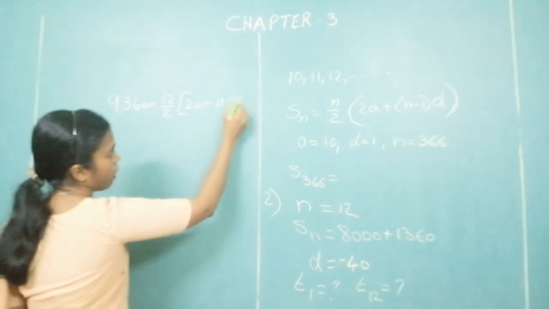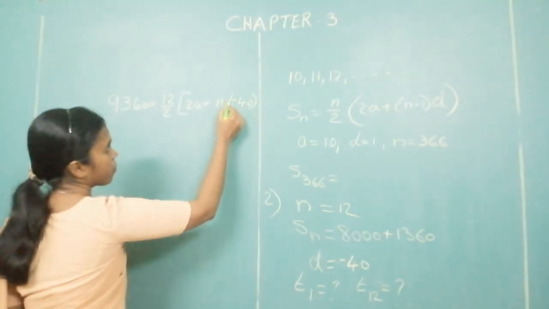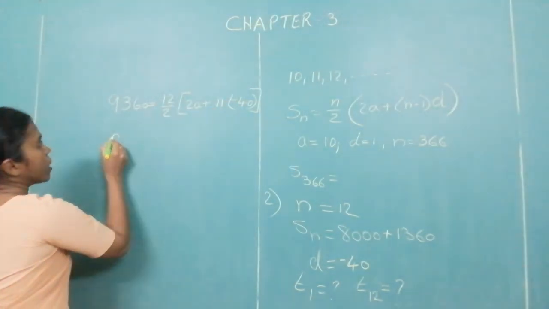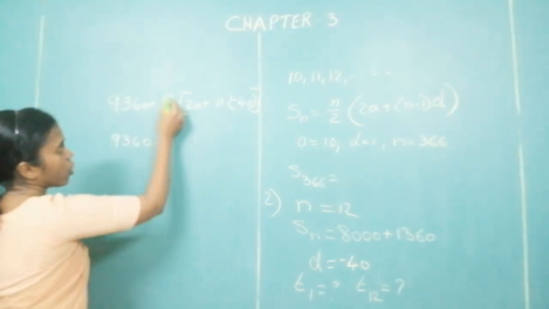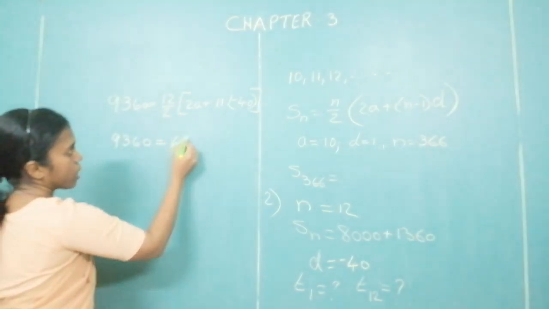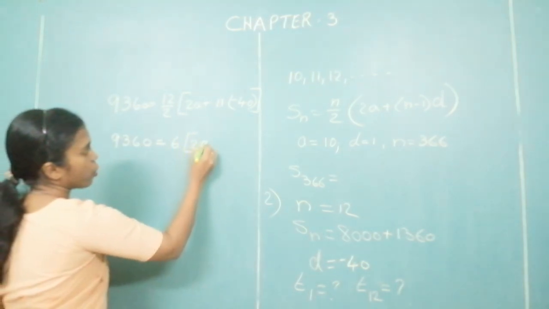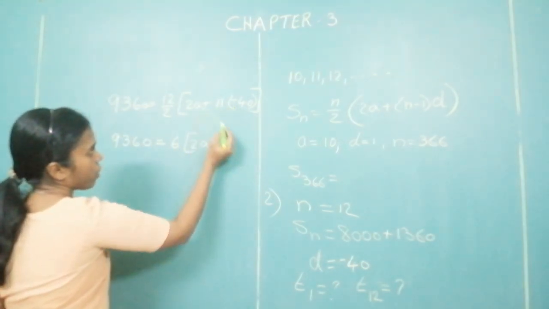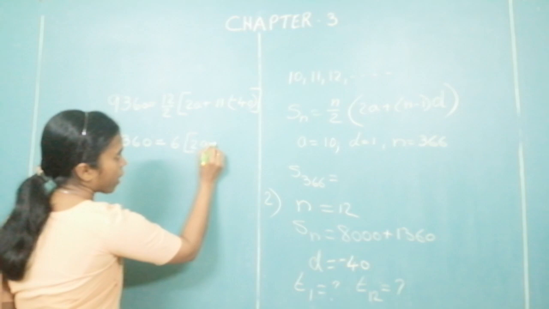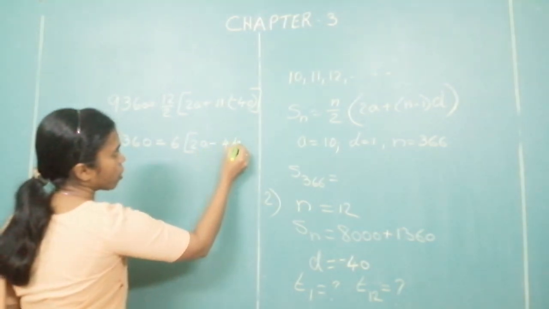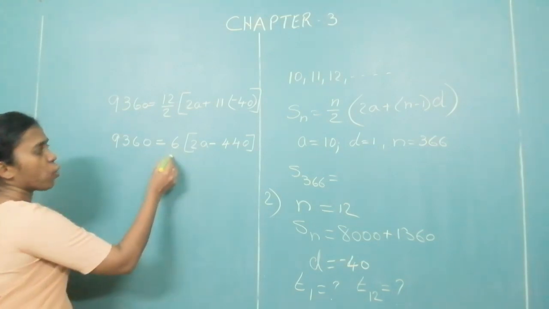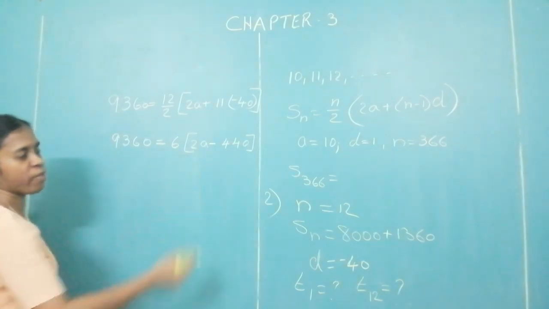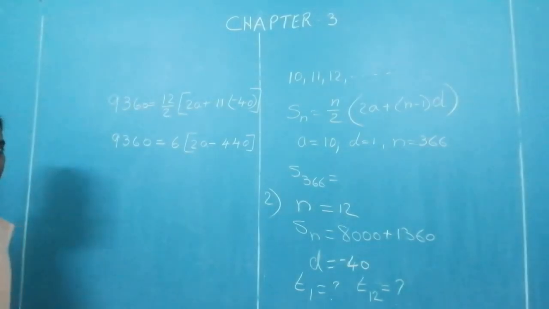d is how much? Minus 40. Okay, that is 9360 is equal to 12 upon 2, which is 6, bracket 2a plus 11 into minus 40. Okay, now you have to open the bracket and get the value of a. Try it.